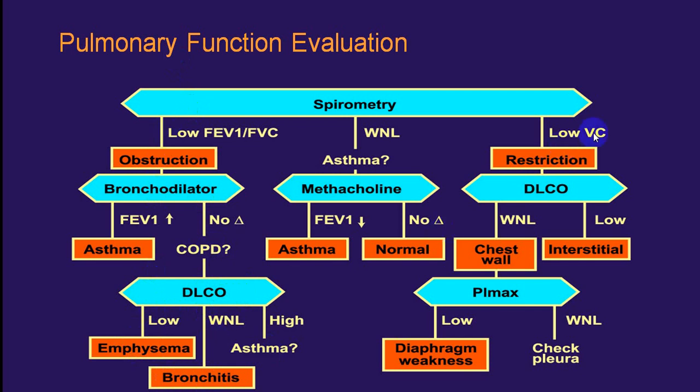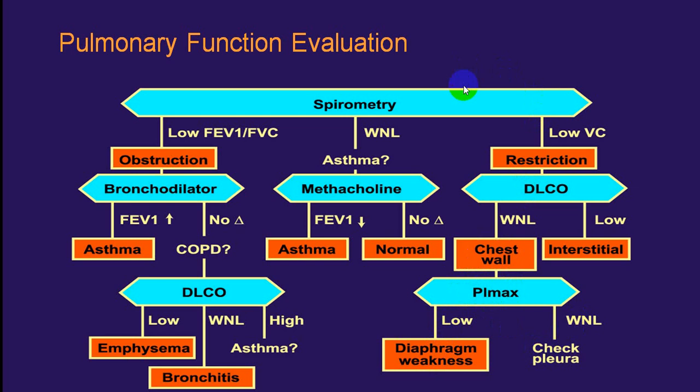While if FVC is low, it is restriction. Now if you want to identify between different diseases, you go for DLCO. If DLCO is affected, it is interstitial disease. If DLCO is normal, it is chest wall. Now you go for the pulmonary maximum pressures, after exercise. The person will do exercise testing for a long period. The diaphragm will become weak, so it will become low, while in pleural conditions it will be normal.